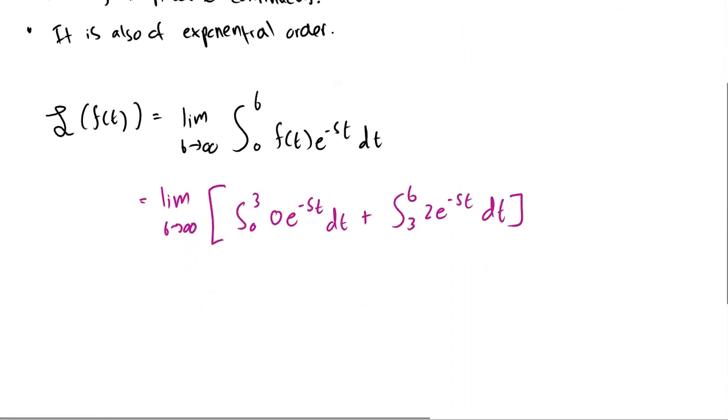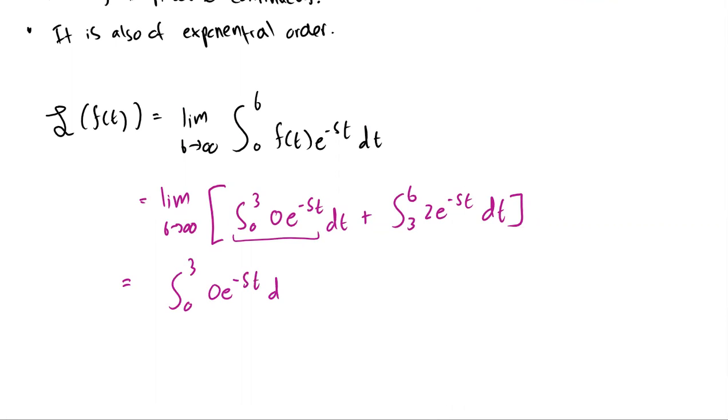Now the first part is a constant, because this integral here is going to be a constant. So the limit of a constant is just itself. So this becomes the integral from 0 to 3, 0 times e to the negative st dt, plus the limit as b approaches infinity of the other part.